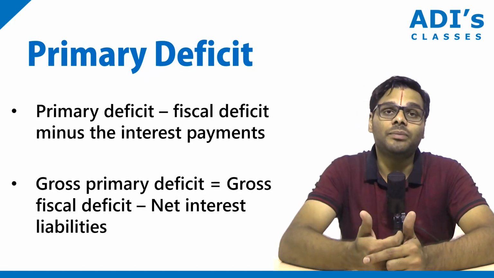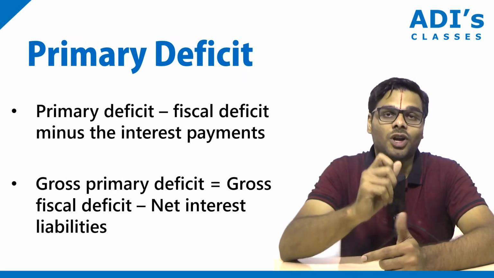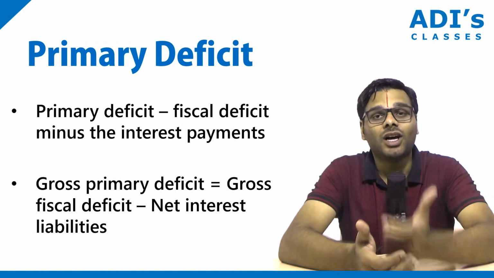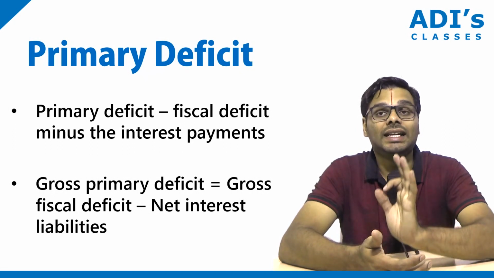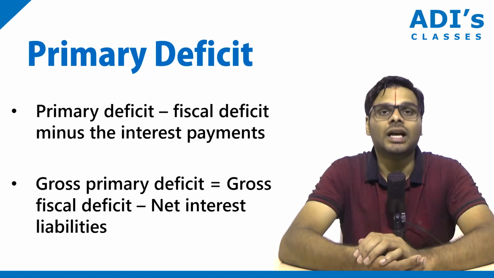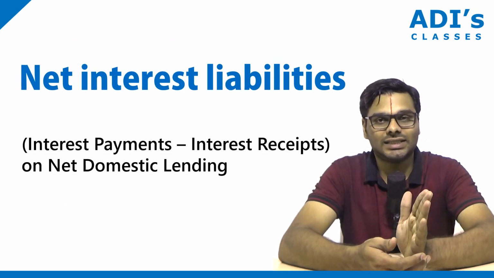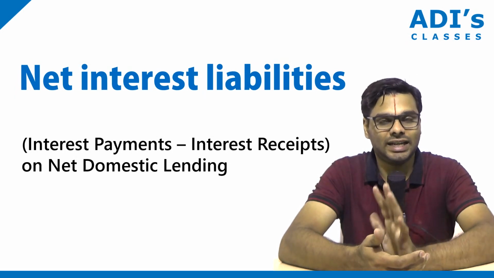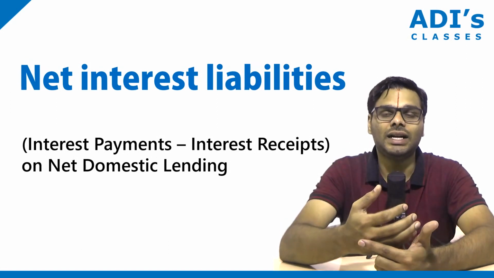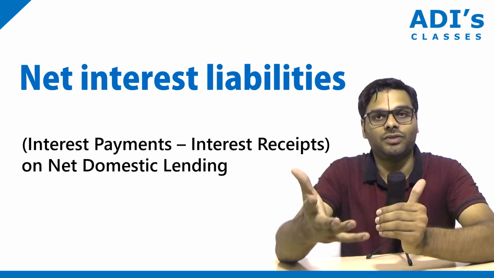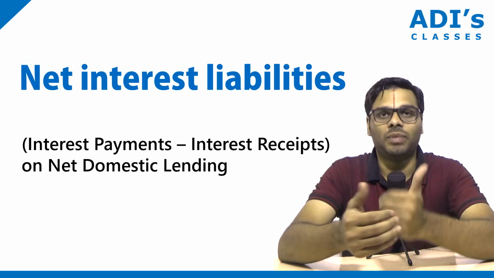Now, if you look at the term gross primary deficit, then the term net comes into play, correct? So, gross primary deficit is equal to gross fiscal deficit minus net interest liabilities. Net interest liabilities consist of interest payments minus interest receipts by the government on net domestic lending. Okay. So, we have understood the term net before also, where net is nothing but whatever you have to get minus whatever you have to give. That is the interest payments minus interest receipts by the government.